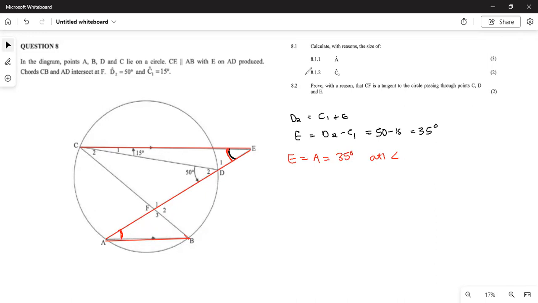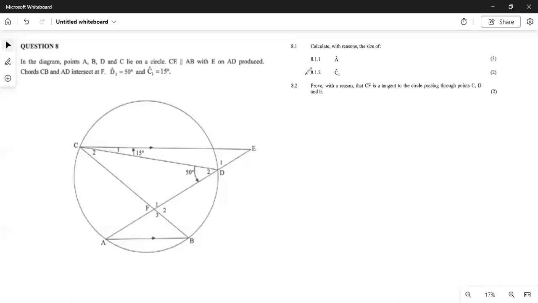Okay. Now, another way we can look at it is that we can say that D is equal to B, which is 50 degrees. And the reason being is that they are angles in the same segment. And this would then allow us to calculate for the angle of C as a whole.